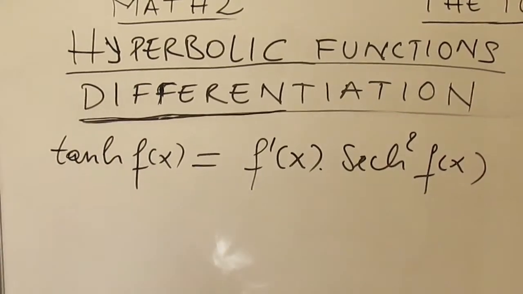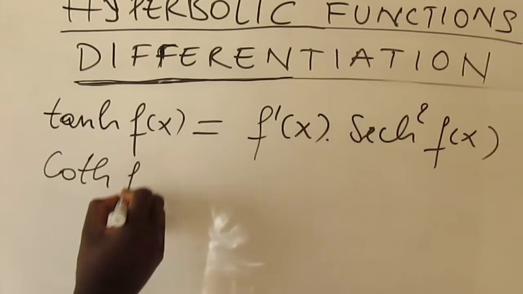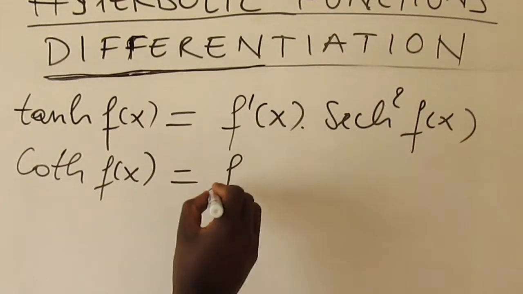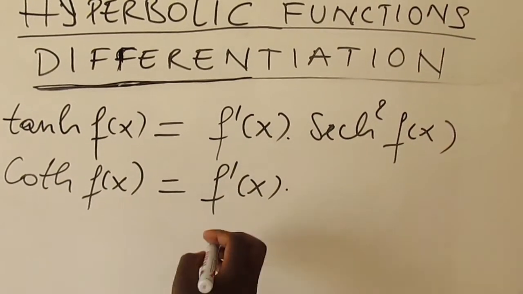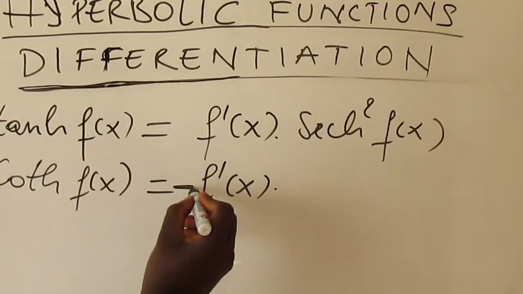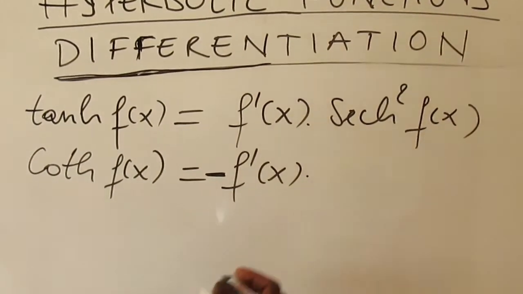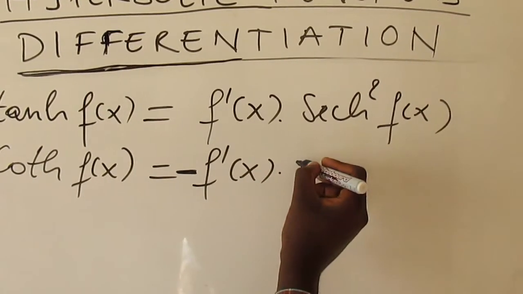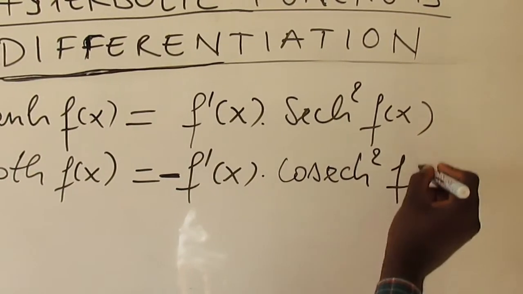We also have coth of f of x. When you derive this, you derive f of x and you multiply by what? Don't forget the minus. There's a minus here. Everything anyway is on your additional formula sheet. You derive f of x and you multiply by cosech squared of f of x.